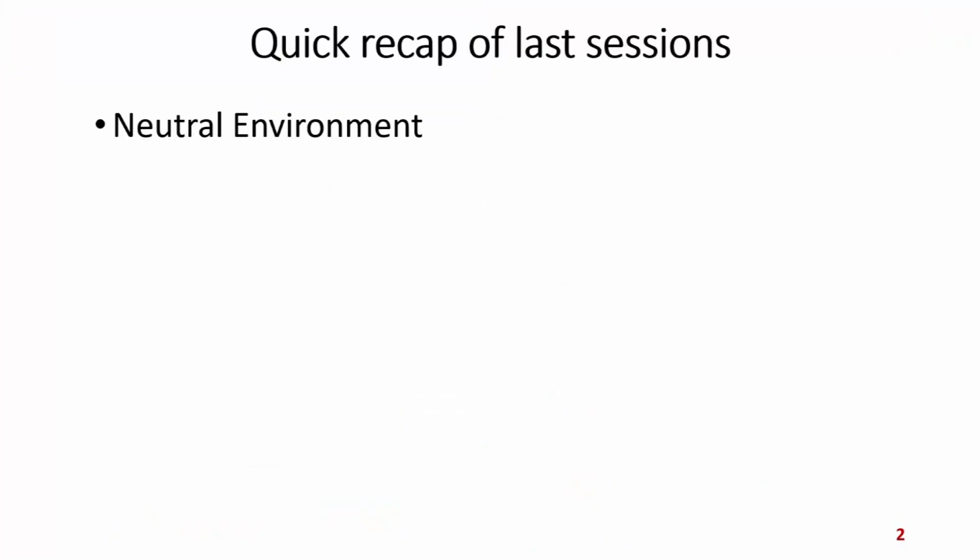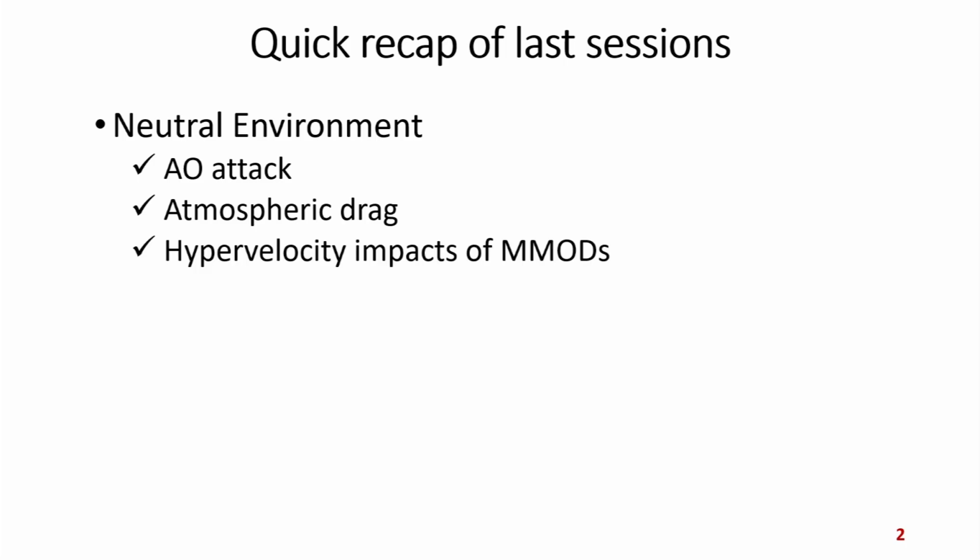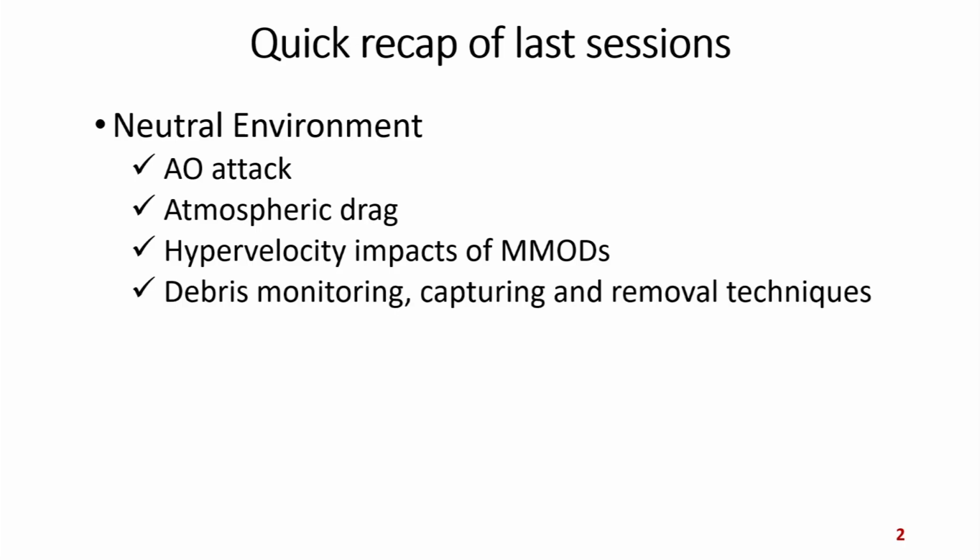So, we discussed during the last few sessions the neutral environment and its different effects: the atomic oxygen attack, what its effects are and how you can mitigate them. Then the atmospheric drag because of the neutral environment, and the deorbiting of the spacecraft. Then we have seen the hypervelocity impacts of micrometeoroids as well as orbital debris. And then we discussed debris monitoring, capturing and removal techniques.